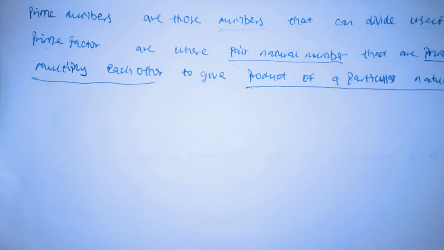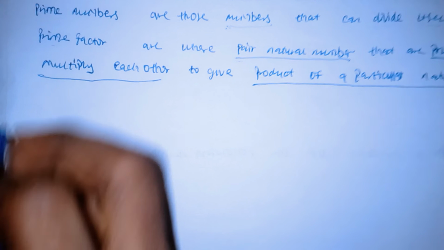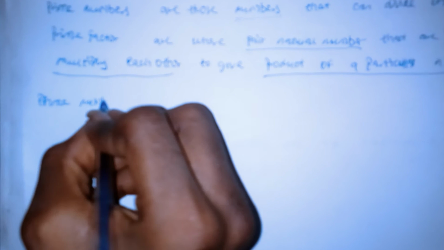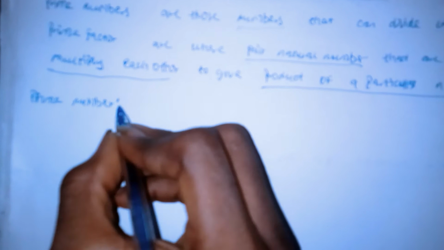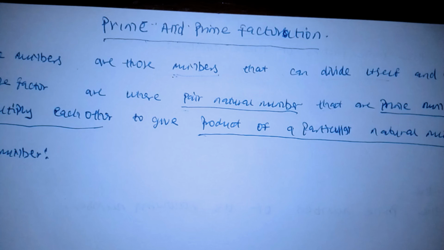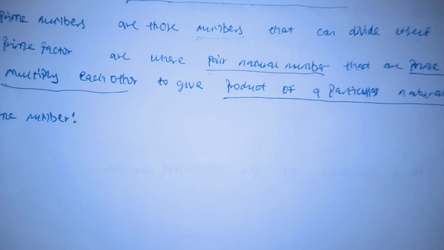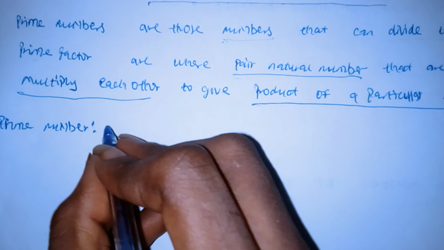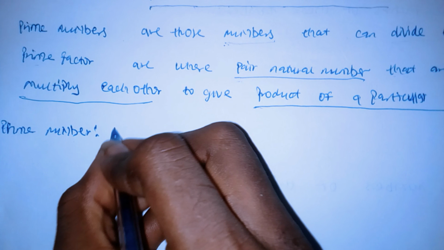Let's go to the example, and before we go to the example, we have to list out the first 20 prime numbers, for us to understand what we are saying here. You should know that a prime number divides itself and 1. So we start with 1.